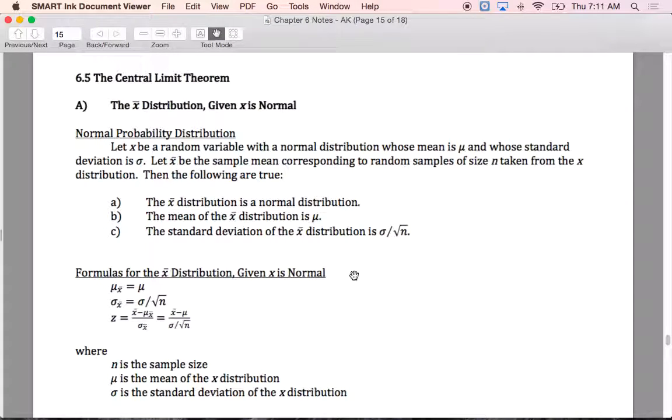6.5 is the central limit theorem. This is going to be very similar to what we did back in 6.2 and 6.3. Really, the only change is going to be, instead of finding something for one single item, we're looking at a sample of items. So going through this, we have our distribution. When we go through these distributions, we are going to be changing our mean and our sigma, our standard deviation, depending on the size of our sample.